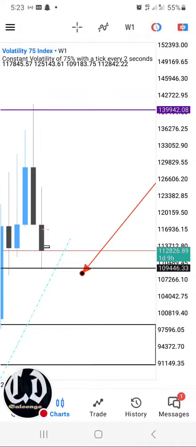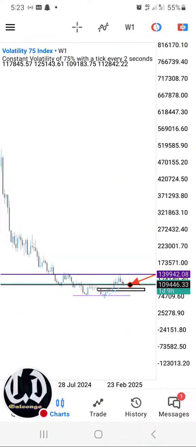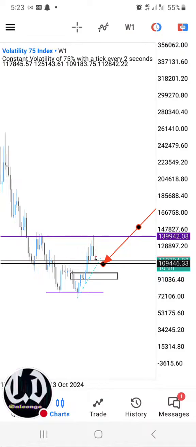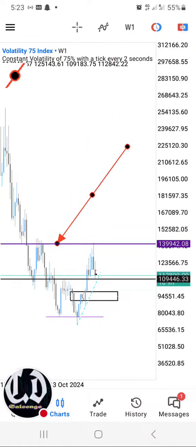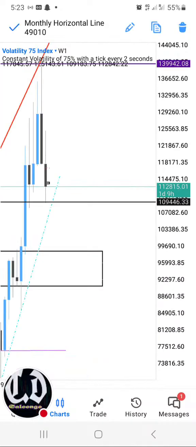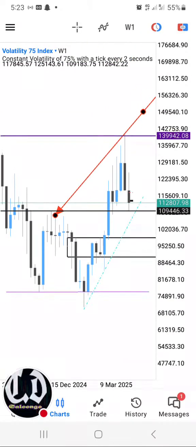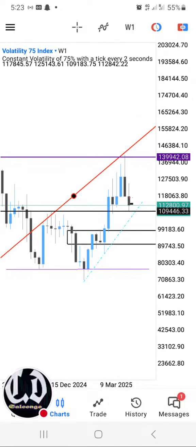If we come to the weekly here, you can see very well that when I do like this, it is the same. We can see in weekly as well, we made a low, we made a high, we made a low, we made a high, we made a low, we made a high here. You can see it very well like this.